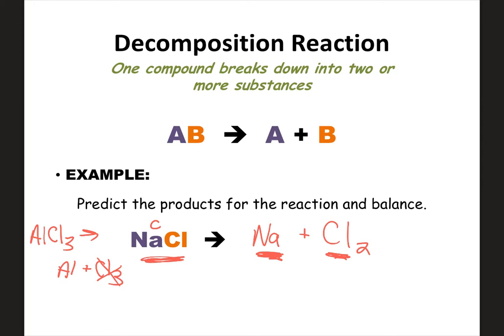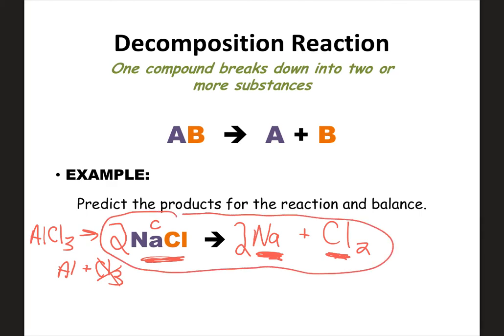All right, so the last thing we need to do here is balance this. I can see that I have 2 chlorine on the right side, so I need 2 chlorine on the left, so I'll put a 2 in front. And now I have 2 Na on the left, so I'll put a 2 in front, and now everything should work. If you check your elements, I have 2 Na on the left, 2 Na on the right, 2 Cl on the left, 2 Cl on the right. So this would be your overall balanced equation.